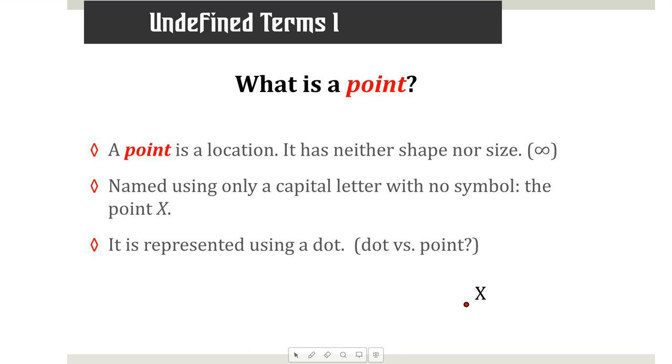representation for a point, and that point is a dot. Now, what's the difference between a dot versus a point? A dot has size. I could take a ruler and measure the size of that red dot. You can't measure the size of a point. But we can't draw a point, so we use a dot to represent it. And points are always labeled with capital letters. That's the point X. You put an X next to it.